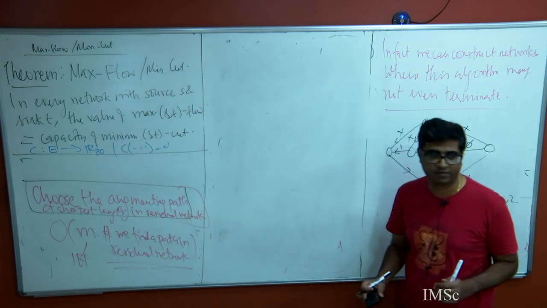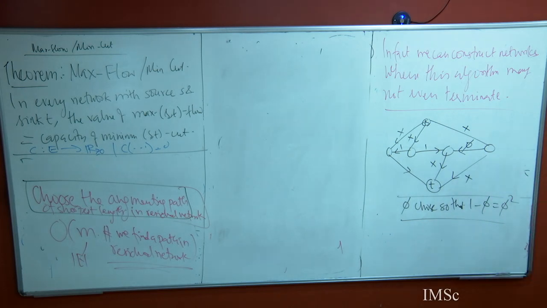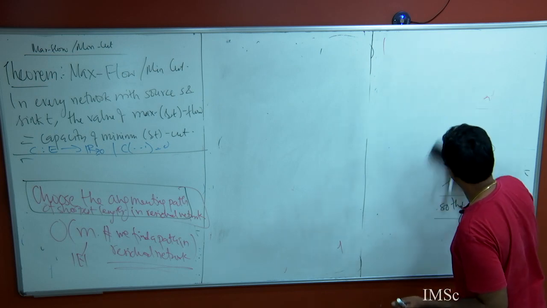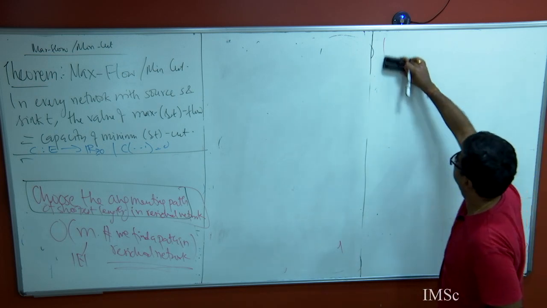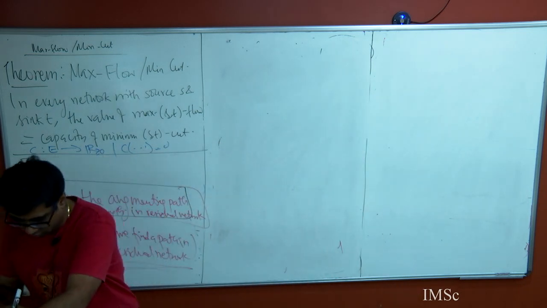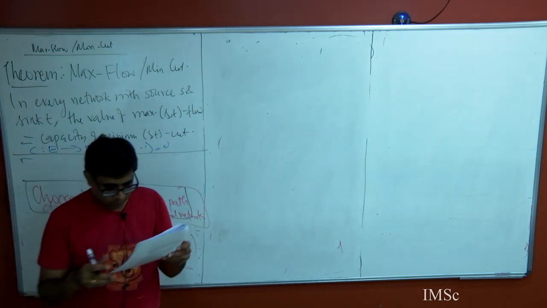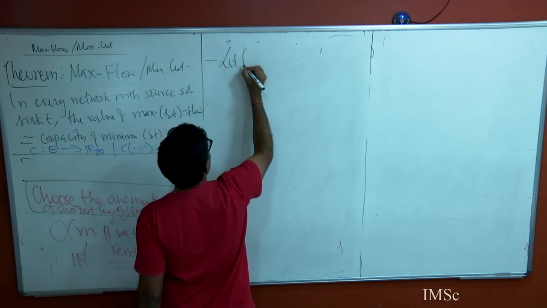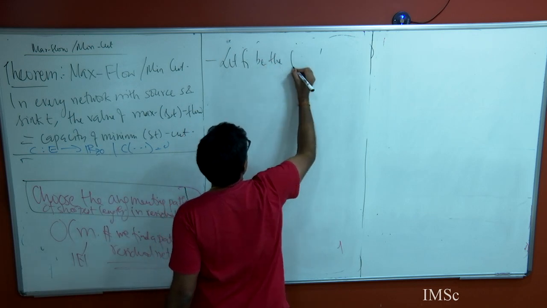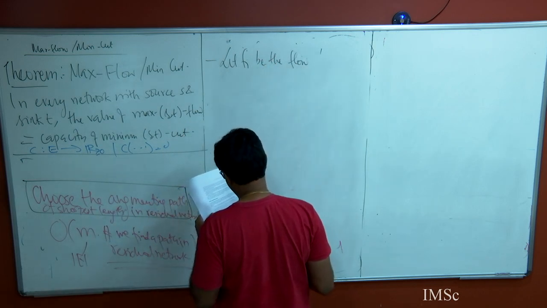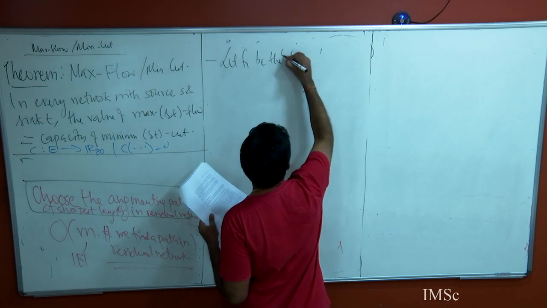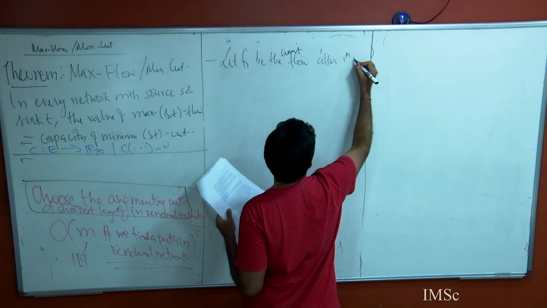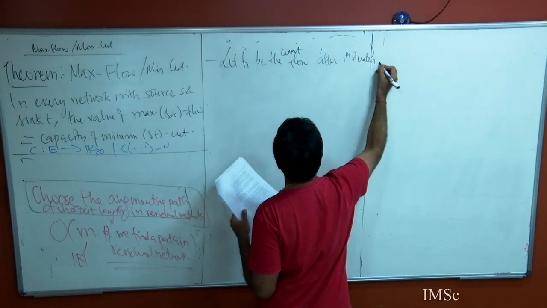So the algorithm remains the same. It's just that I have changed the heuristic to find... Okay. So let's define some notation. Let Fi be the flow, or the current flow, after the ith iteration.